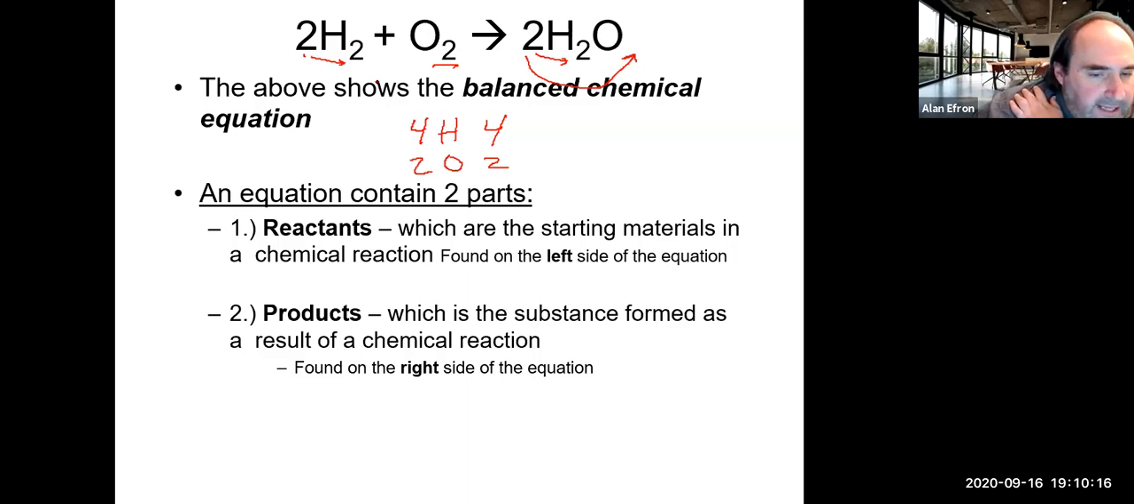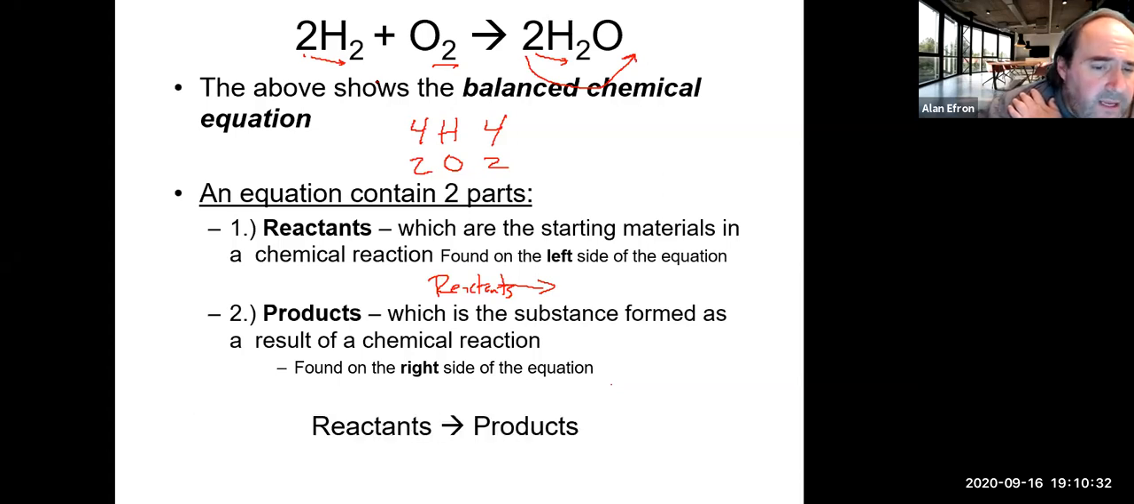When we look at a chemical equation, there are a couple of parts. The first part is the reactants, and the reactants are always on the left-hand side of the arrow. The reactants are your starting materials in a chemical reaction. On the right-hand side of the arrow are your products, and that is what is made as a result of a chemical reaction.